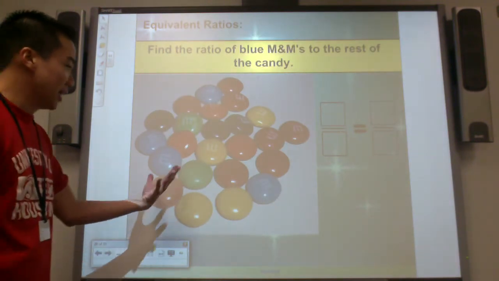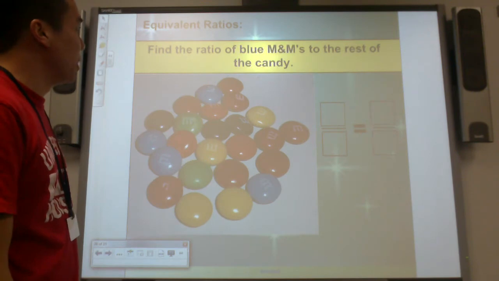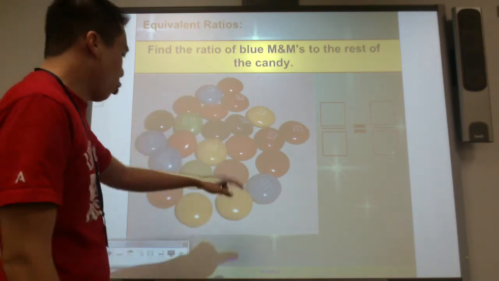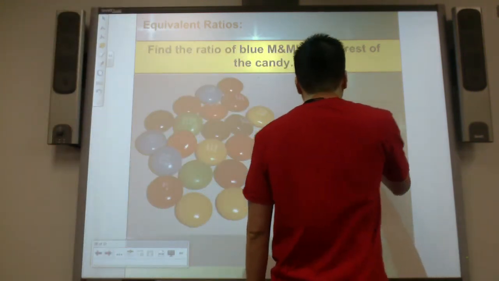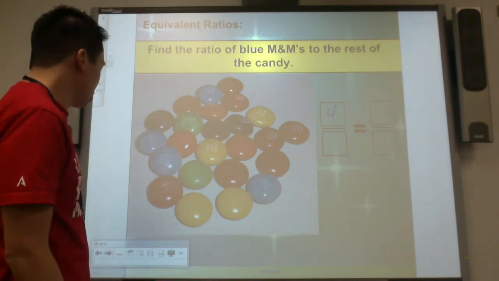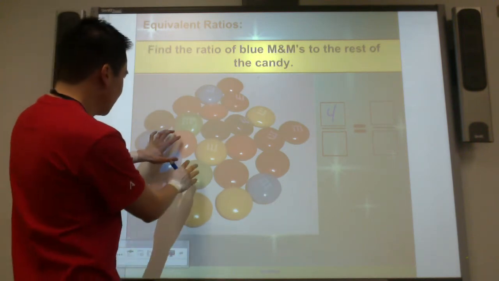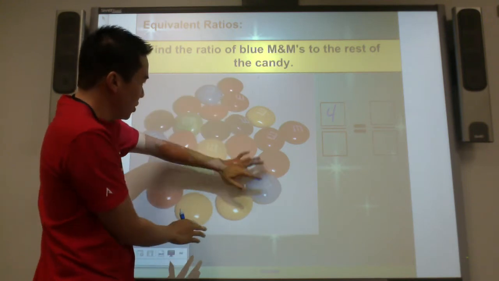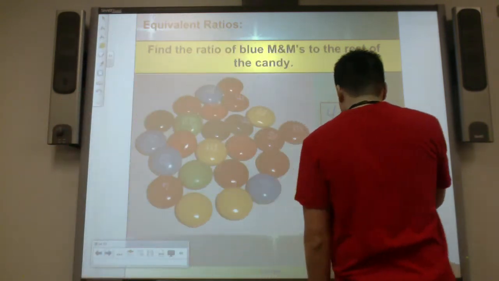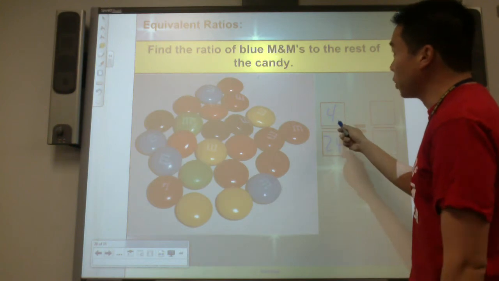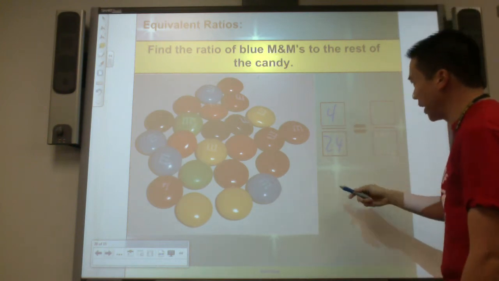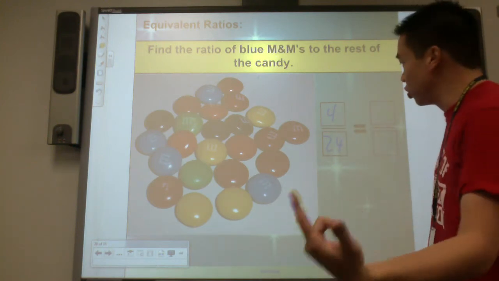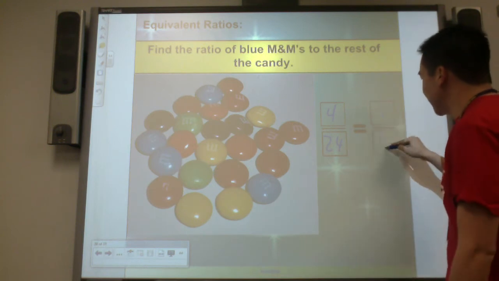So let's do this one. There's another one. Find a ratio of blue M&Ms to the rest of the candy. I see 4 blue M&Ms to the total. 2, 4, 6, 8, 10, 12, 14, 16, 18, 20, 22, 24. So there's 4 blue M&Ms to 24 candy in all. Can that be simplified? Yes, to 2 to 12, to 1 to 6.